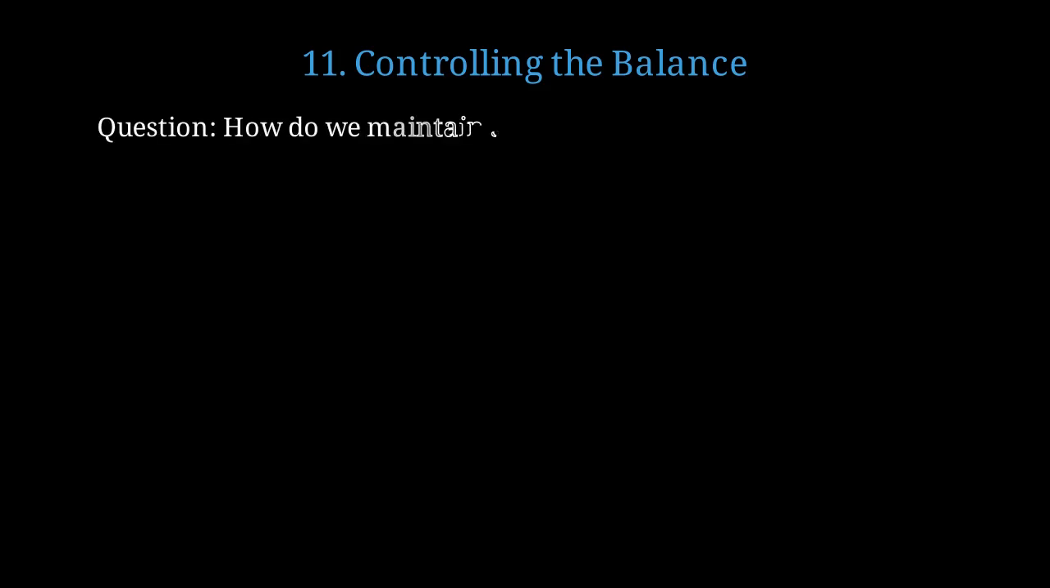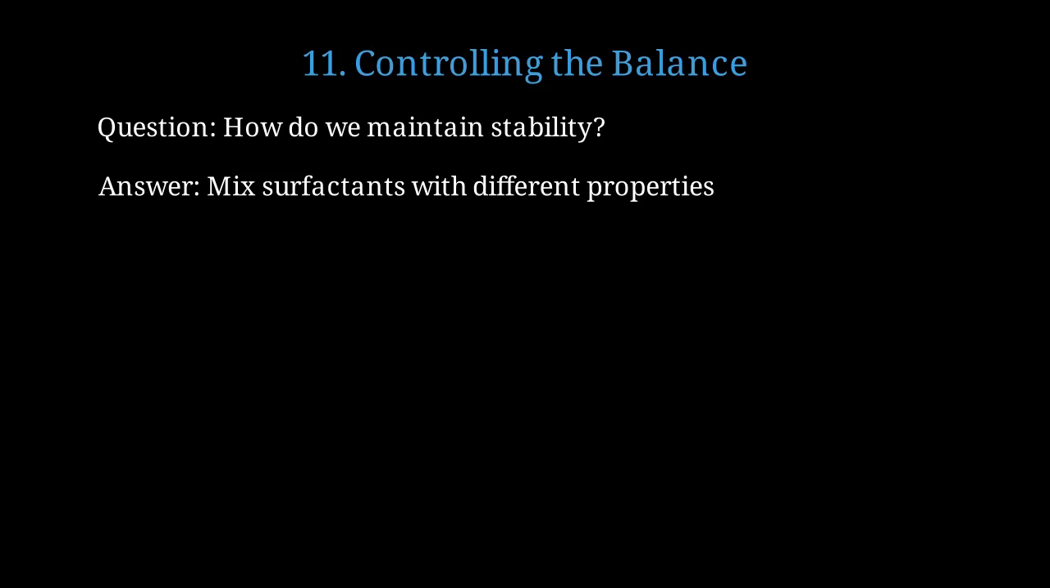So how do we maintain stability when we need it? There are several strategies. One approach is to mix surfactants with different properties, combining ionic and non-ionic surfactants. The hydrophilic lipophilic balance, or HLB, quantifies this. Values from 3 to 6 favor water and oil emulsions, while 8 to 18 favor oil and water.